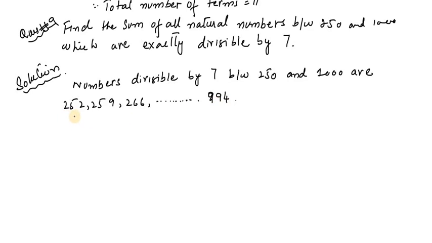So this is an arithmetic sequence. Here a is equal to the first term, that is 252, and the common difference is 259 minus 252, which is 7. And the last term, or Tl, is equal to 994.